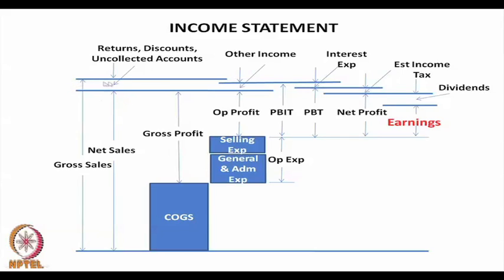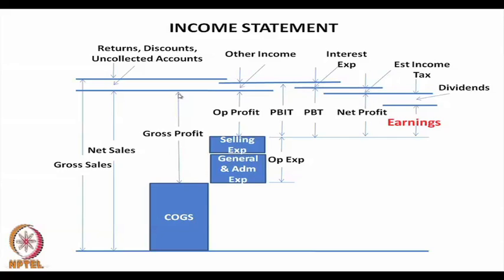First, let us say this is the gross sales line. This is something like a datum line, and this is the gross sales. Minus returns, discounts or bad debts. If we subtract these from gross sales, we get net sales. From net sales, if we subtract the cost of goods sold, we are left with gross profit.